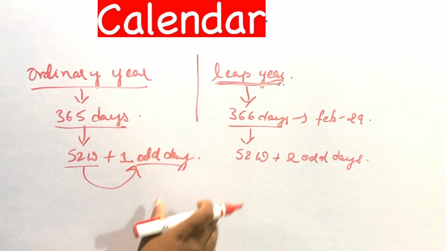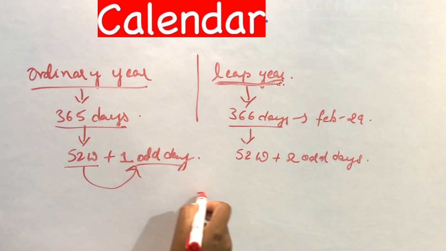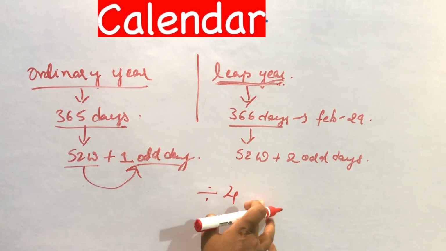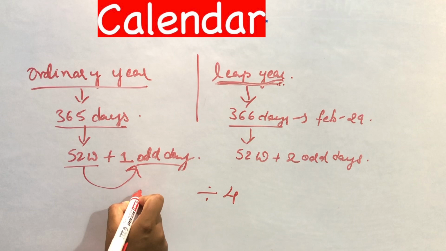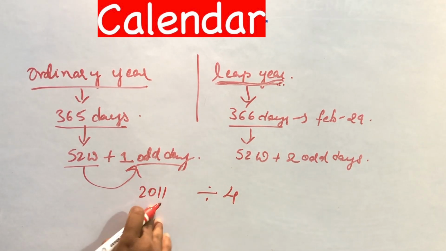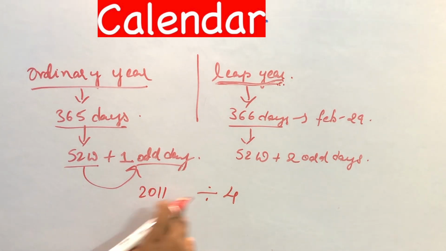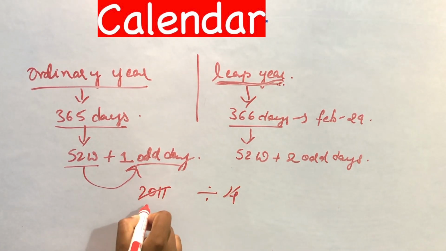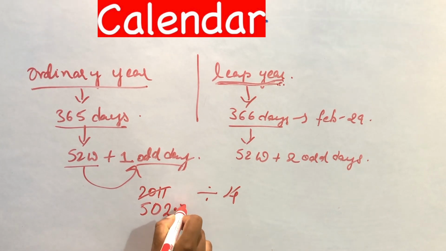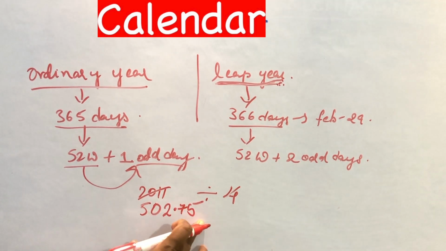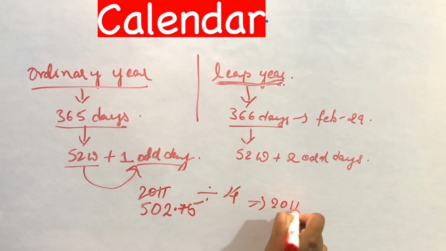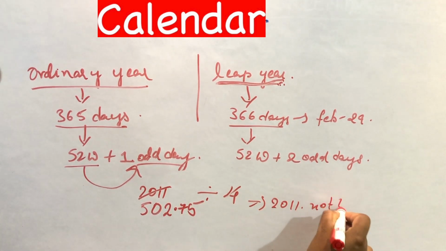Now, to check if the given year is leap year or not, basically we divide the given year with 4. Okay. Now, let's check if 2011 is leap year or not. Now, if we try to divide this 2011 with 4, we'll get value as 502.75. Okay. So, this is not divisible by 4. So, hence 2011 is not leap year.